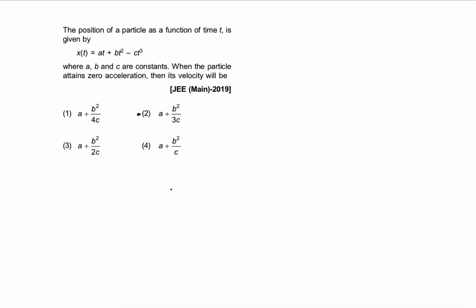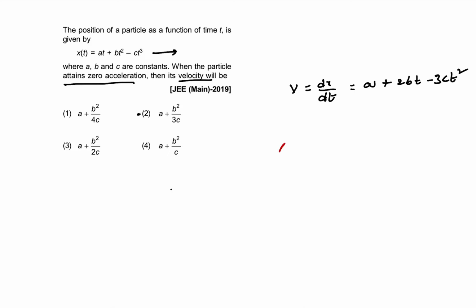Next one, the position of a particle as a function of time t is given like this. x is a function of time is given. They are asking, here a, b, c are constants. The particle at zero acceleration, what is the velocity? First you calculate velocity. As x is a function of time, v is equal to dx by dt. We can get the velocity: this is a plus 2bt minus 3ct square.